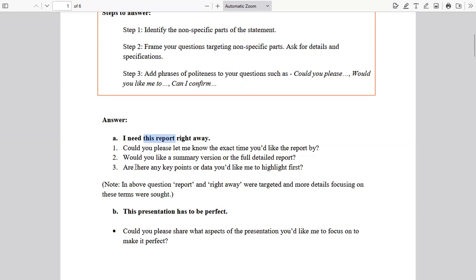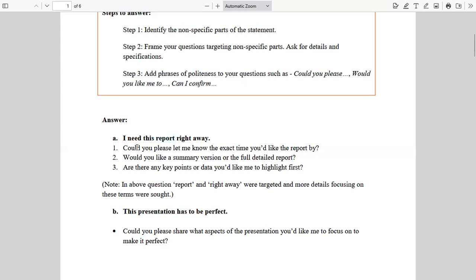And a third question for this could be, "Are there any key points or data you would like me to highlight first?" Again, this is targeting the report. As you can see, the 3 questions, we call them sincere questions because they are asking for details and they are asking for specifications in the statement. These are not random questions. They are targeting something very specific in the statement.